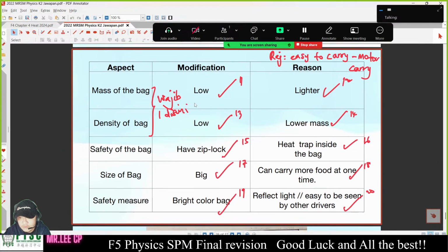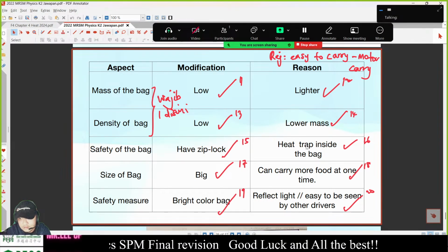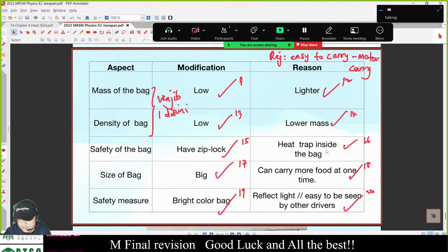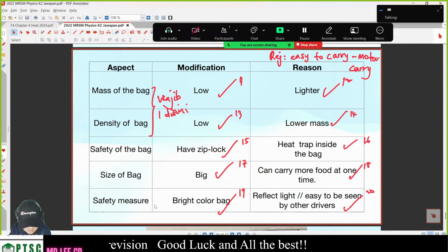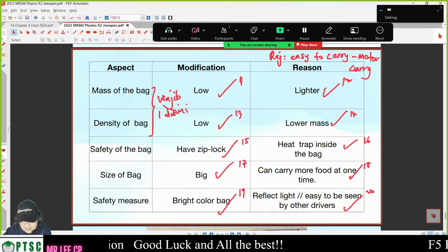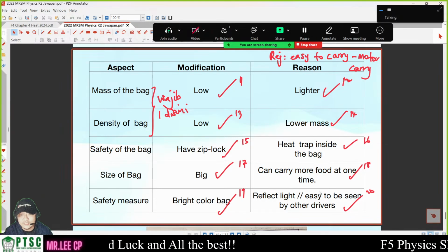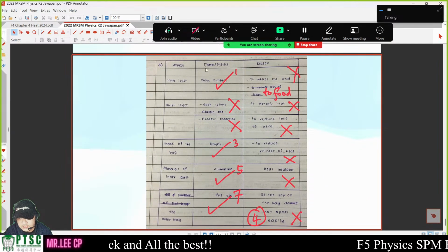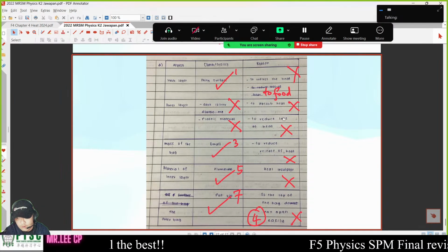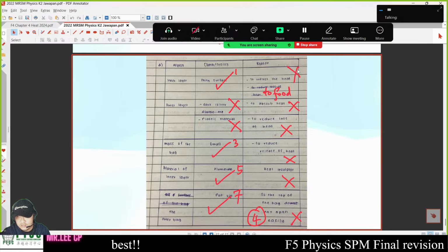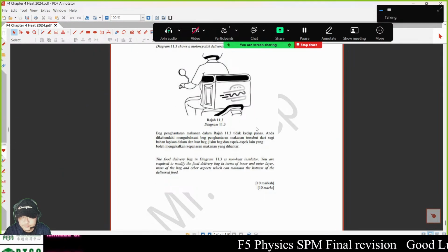Okay? Now, safety of the bag, have zip lock, so it can trap the heat inside the bag. Size of the bag big, so it can carry more food. Safety measure, bright color, so it can reflect the light easily, so that the driver can see you easily at night. So this is where you can write more. Even if wrong, they will not deduct your mark. They just do not give you the mark. All right, make sure you know.